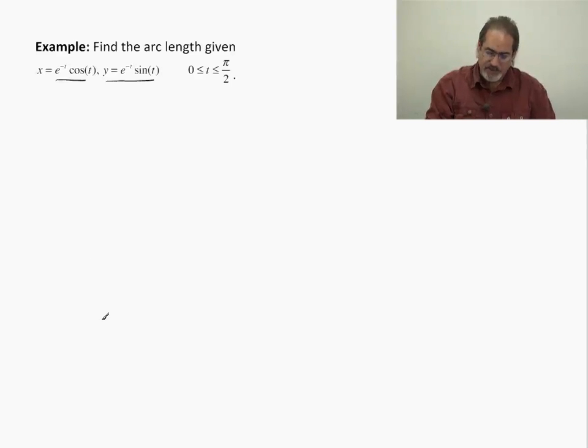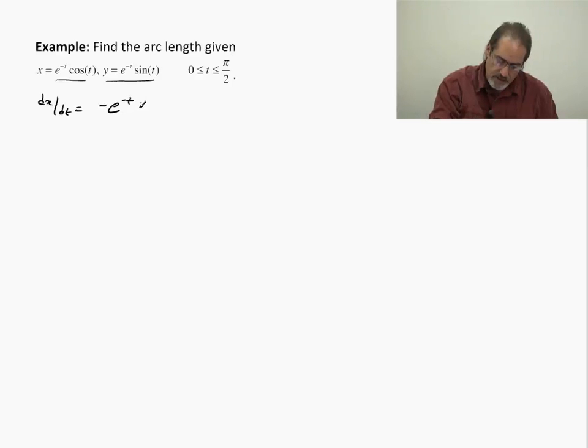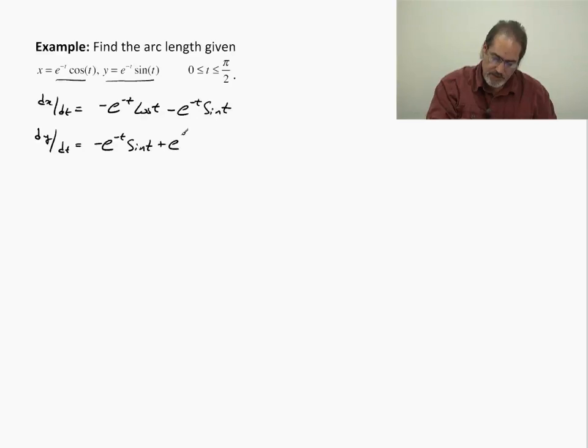All right, so first thing I need to do, I need to find dx and dy. Well, dx/dt is equal to, so I'm going to have a negative e to the negative t cosine of t minus e to the negative t sine t. That's dx/dt. dy/dt is going to be negative e to the negative t sine t plus e to the negative t cosine t.